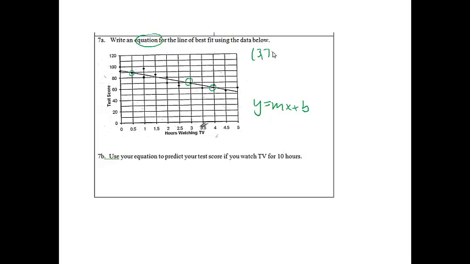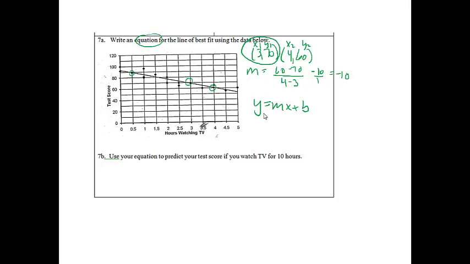So I'll pick 3, 70, and then I'll pick 4, 60. Okay, so if I find the slope, remember x1, y1, x2, y2, y2 minus y1 is 60 minus 70 over x2 minus x1 is going to be 4 minus 3. That will give me negative 10 over 1, which reduces to negative 10. So I've just found my slope.